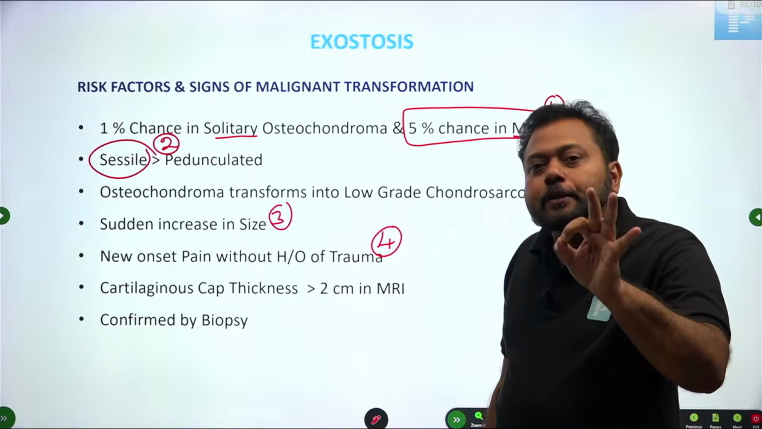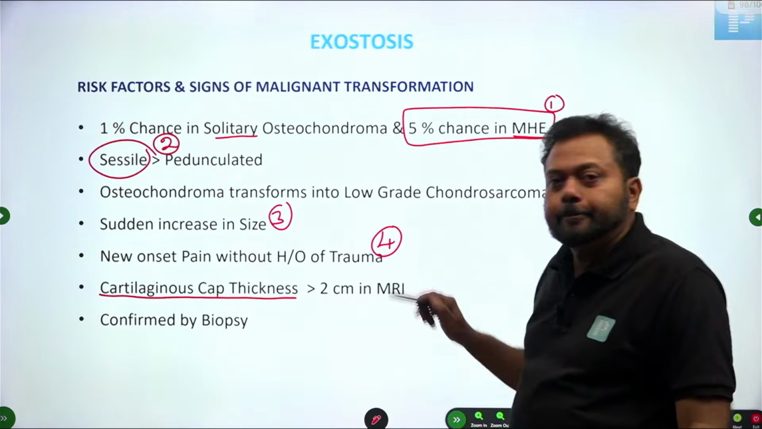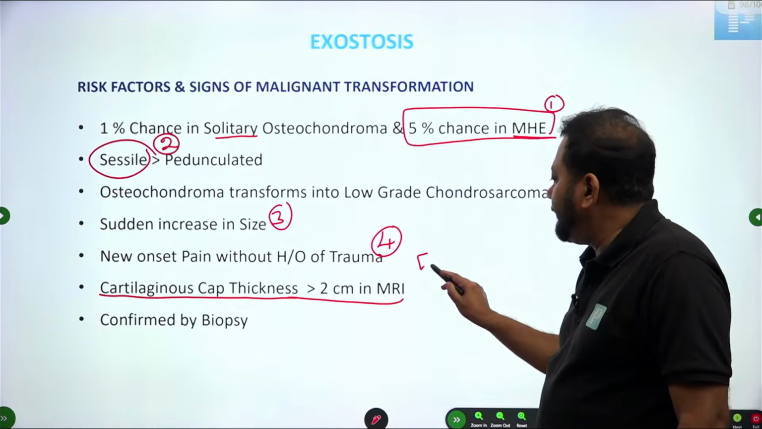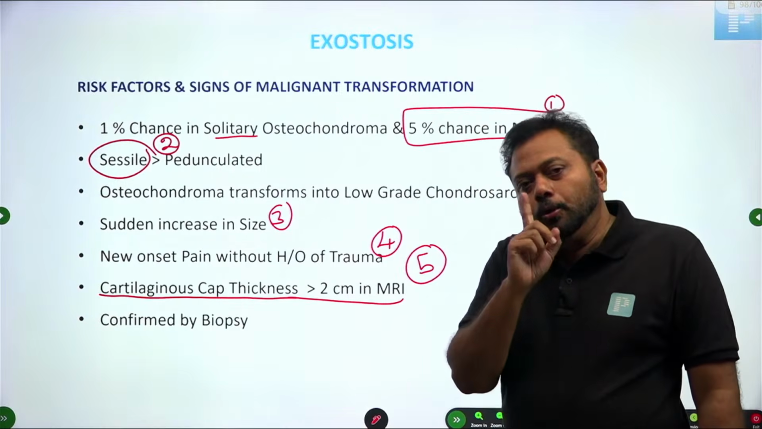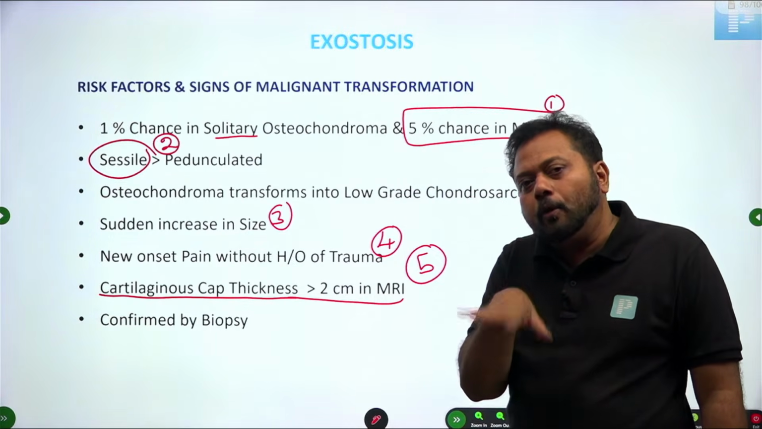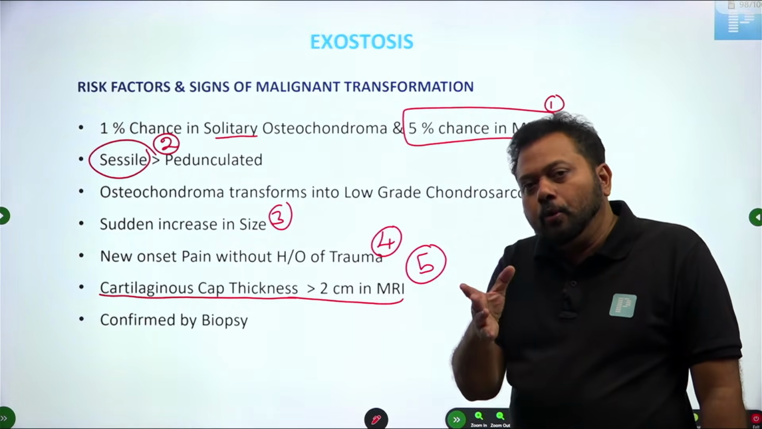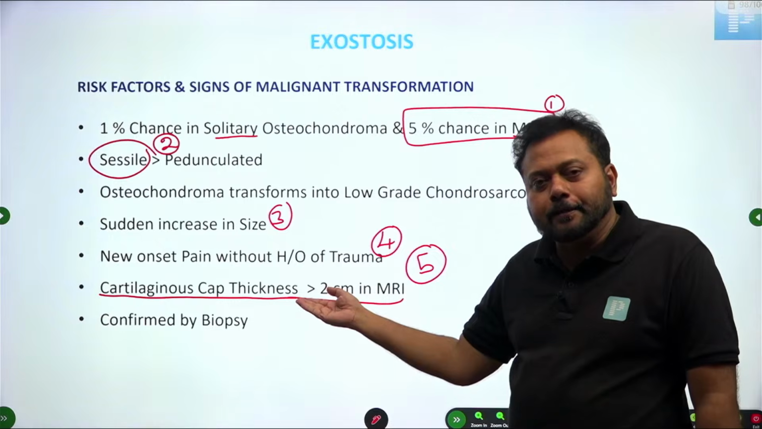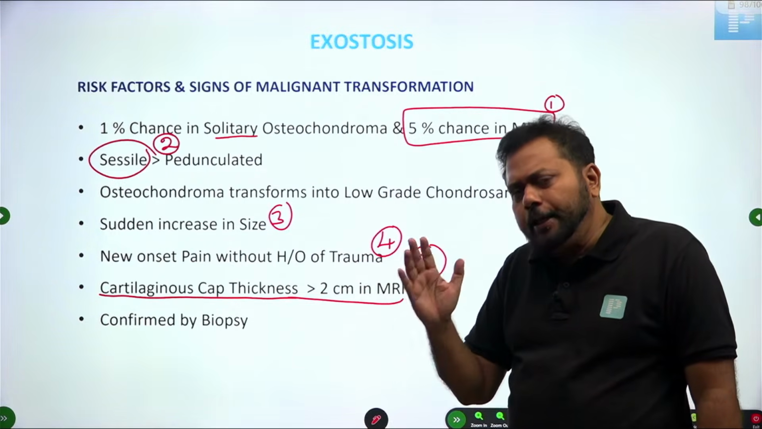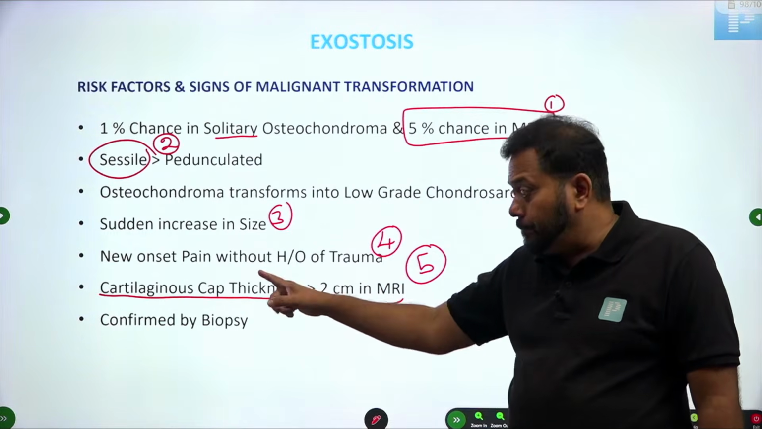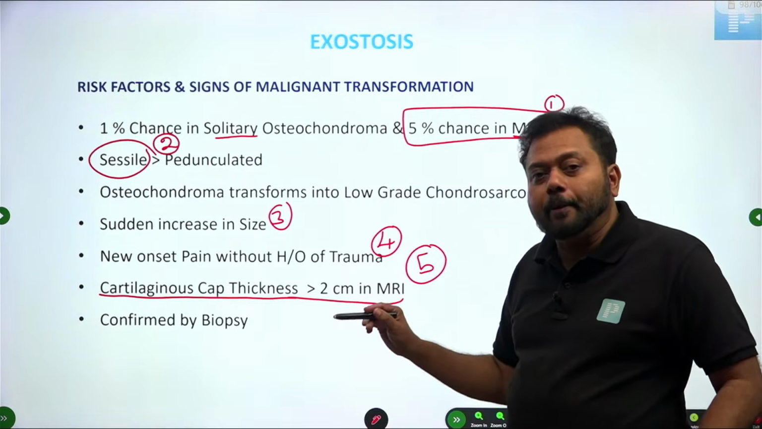The definitive risk factor: you should do an MRI and measure the cartilaginous cap thickness. In MRI, definitely, this is very important. That is why, again, like shoulder dislocation, don't think MRI is a luxurious or unwanted investigation for osteochondroma. If the patient can afford it, please do measure the cartilaginous cap thickness. When it is less than 1 or less than 2, no problem. If it is nearing 2, better you remove it, because malignant transformation may happen. Finally, it is always confirmed by biopsy.